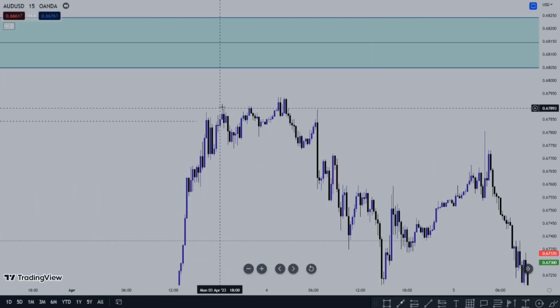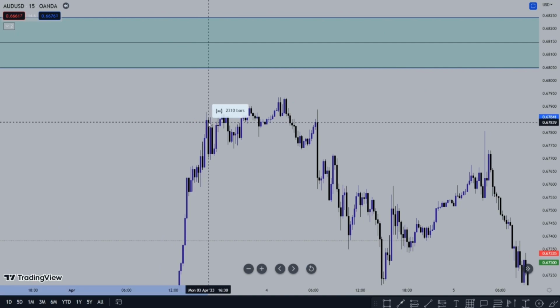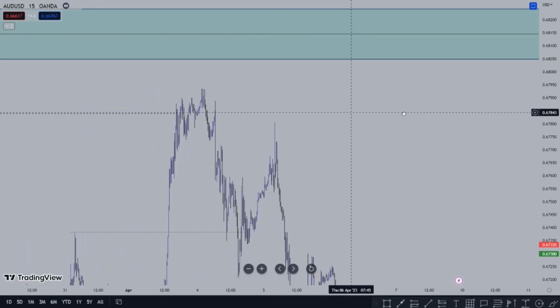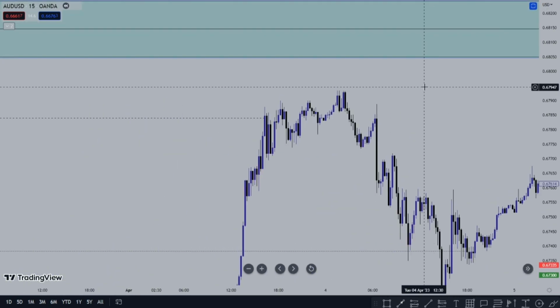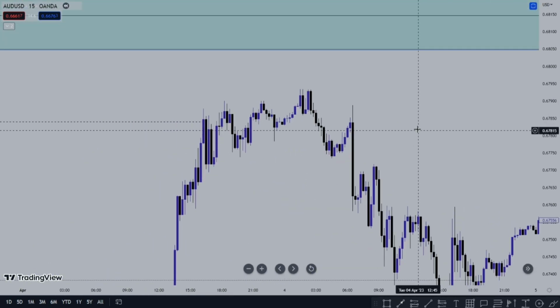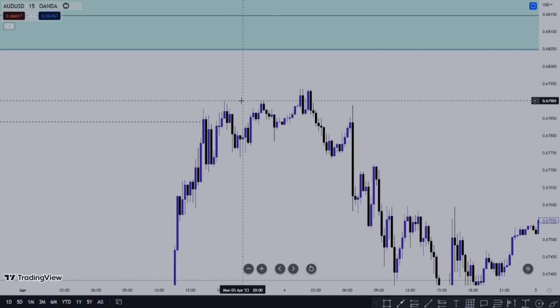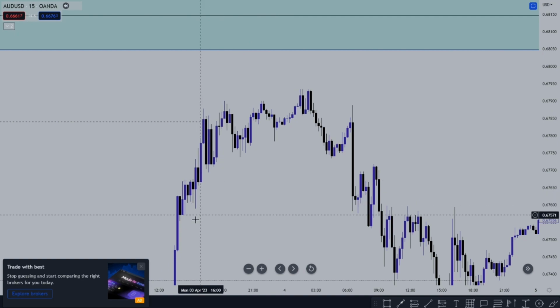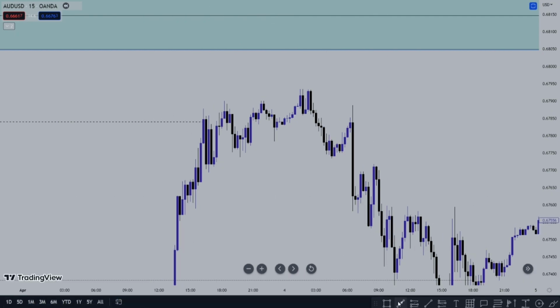Price tapped into our inducement level, which is here. As you can see, this is our inducement level. We must look for the buy side liquidity. So in the sell scenarios, we must look for the buy side liquidities, and in the buy scenarios, we must look for the sell side liquidities.